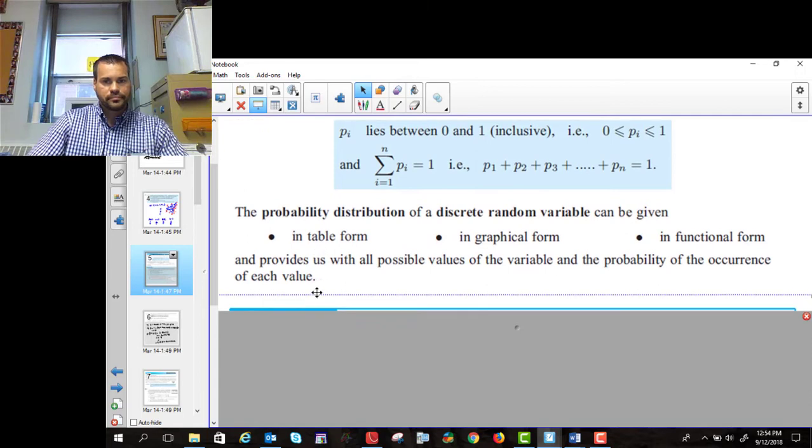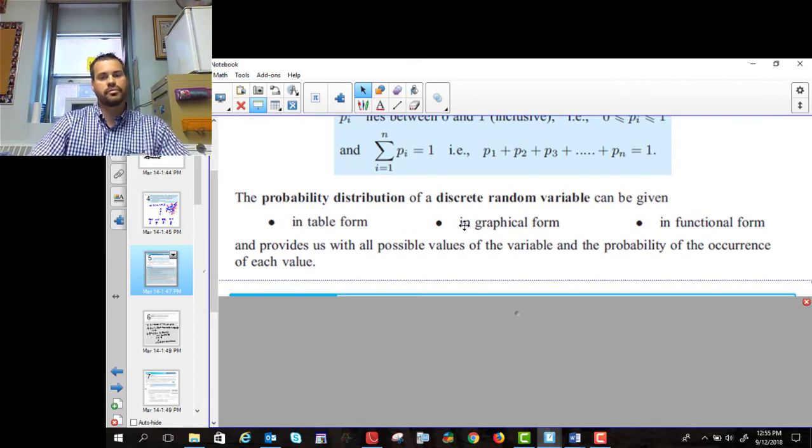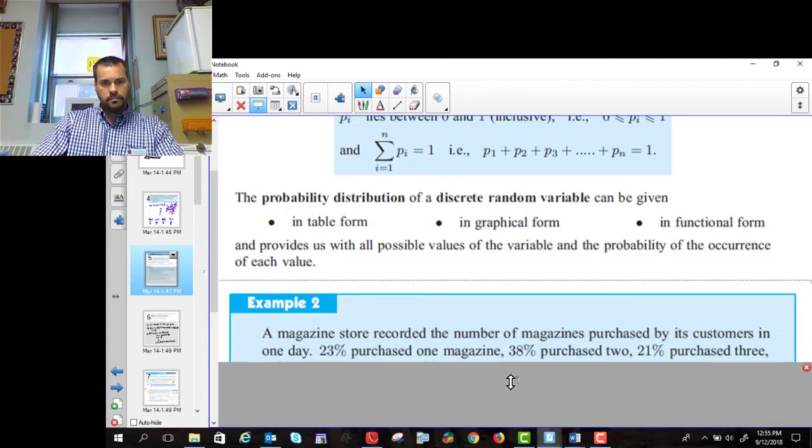So if we look at tables and graphs, those are relatively easy. We're going to look at a function. That binomial distribution is actually described by a function. So we can talk about that in a minute.